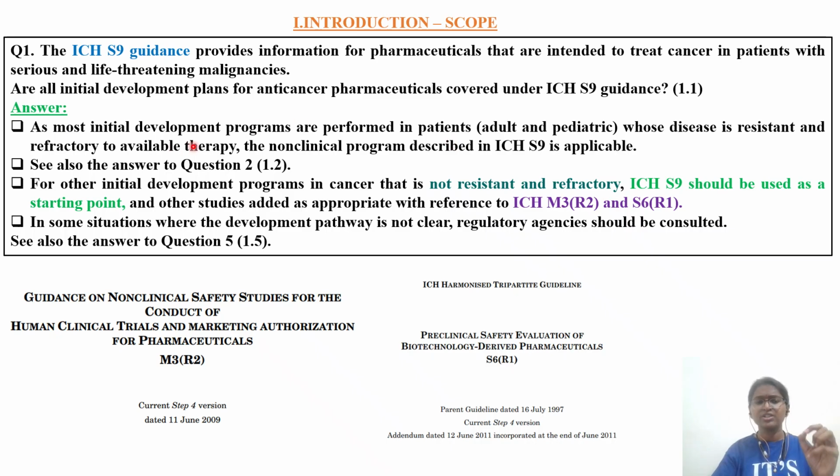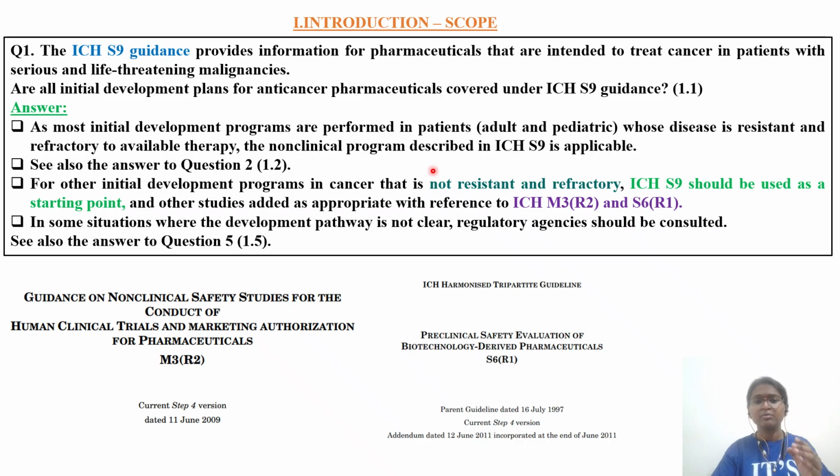So as most initial development programs are performed in patients, who are those patients? There are certain cancers which are seen only in pediatric or adult patients, because cancer cannot differentiate. There are a lot of cases where in pediatric also you can find this cancer whose disease is resistant, meaning there are no other treatments available, or even if certain anti-cancer drugs are available in the market, the patient is still not responding, meaning the disease is resistant, refractory to available therapy.